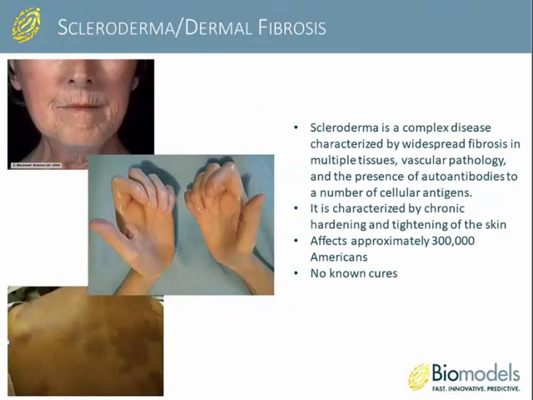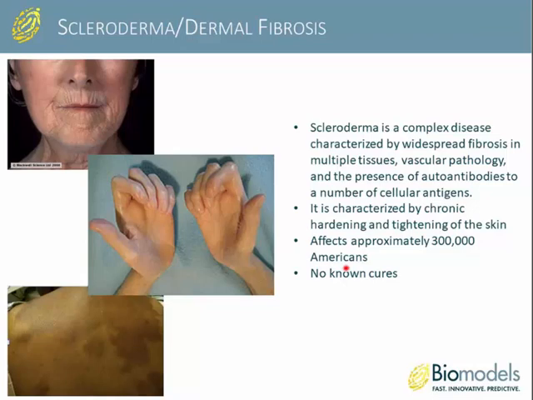I'd next like to move on to another model of disease that we offer here. And so I'll be talking a little bit about scleroderma and dermal fibrosis. So scleroderma is a complex disease that's characterized by widespread fibrosis in multiple tissues and organs. It's characterized by vascular pathology and the presence of autoantibodies to a number of different cellular antigens. And symptomatically is characterized by a chronic hardening and tightening of the skin.